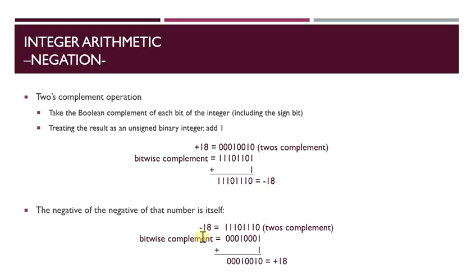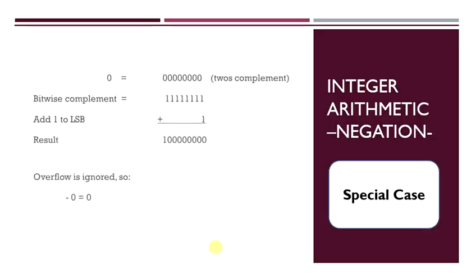And the same thing applies when you want to do the negation from negative numbers to positive numbers. You do the same thing again. You take the 2's complement number, then you do the bitwise complement, or flipping, and you add 1. It becomes 0, 0, 0, 1, 0, 0, 1, 0, which equals positive 18.